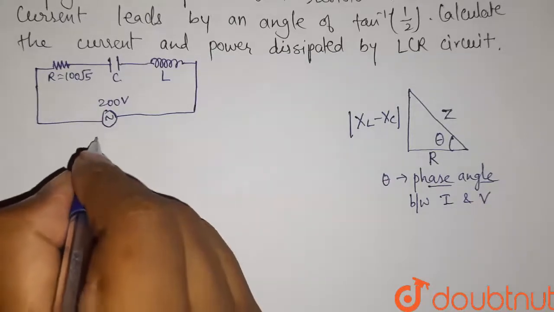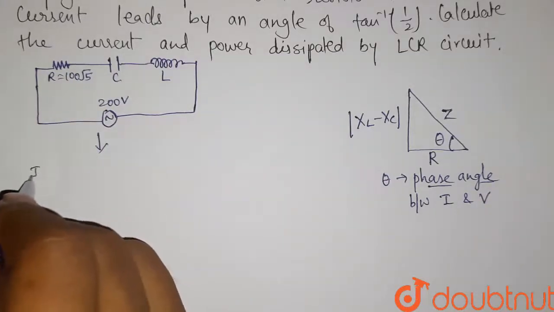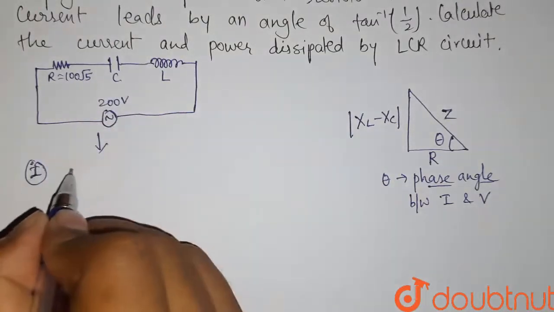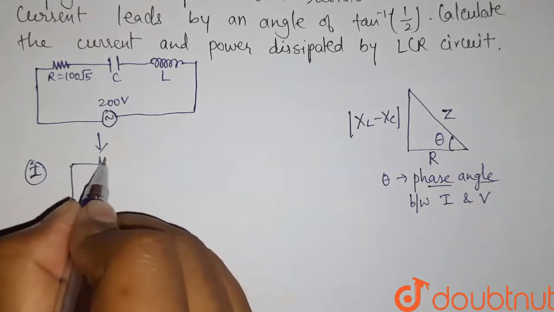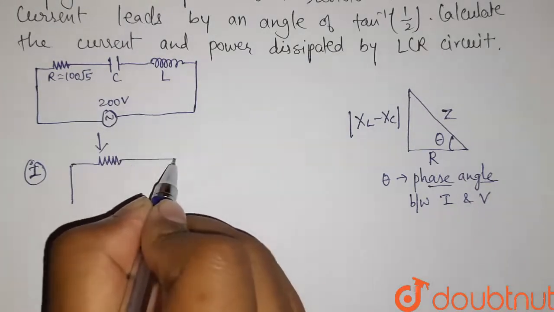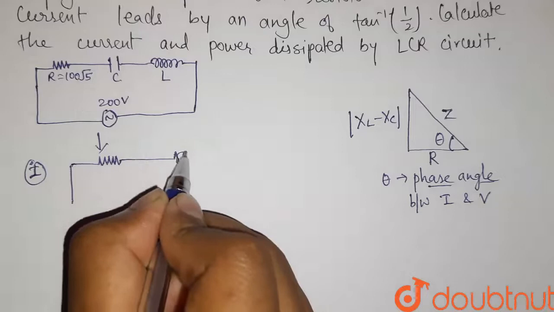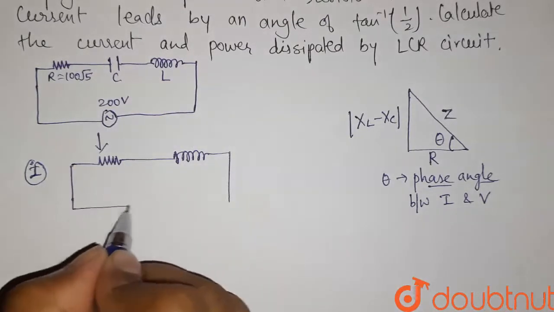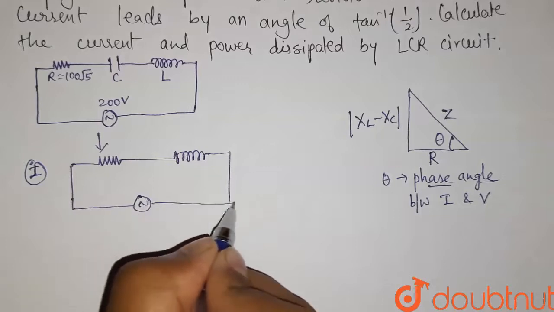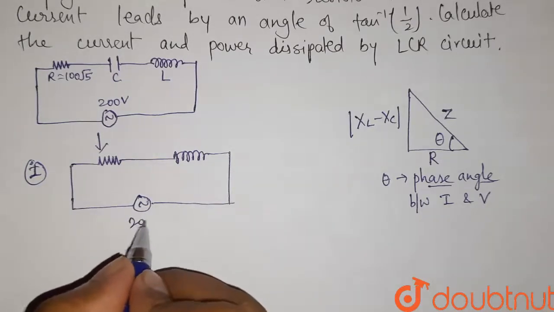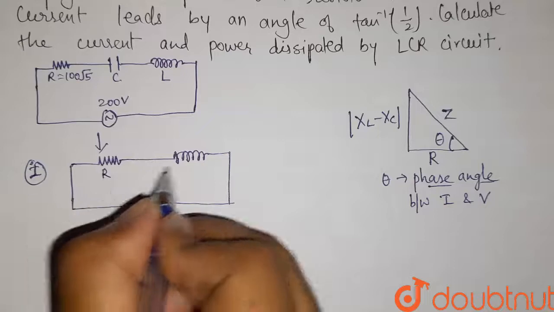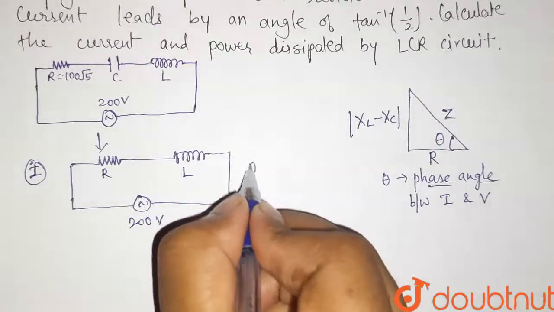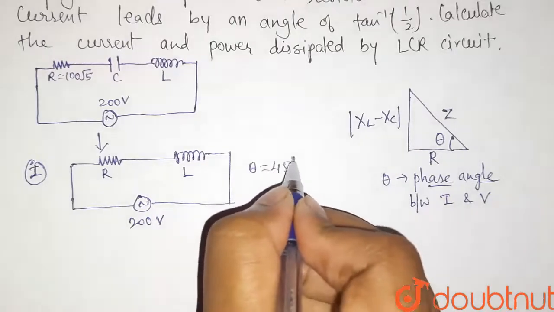Now it is given that in the first case we have removed this capacitor. So the circuit becomes an RL circuit, because we have removed the capacitor from this circuit and everything will remain the same. It is R and it is L. So the phase angle for this circuit is given as 45 degree.